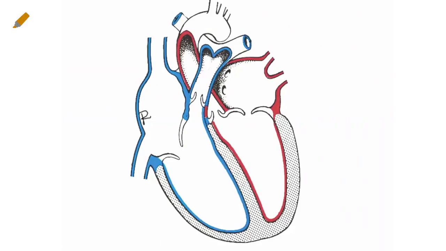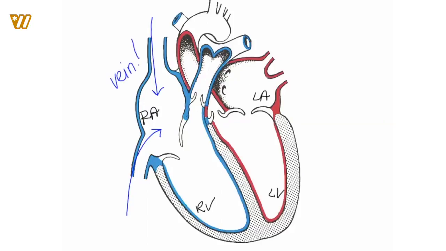You have your right atrium, your right ventricle, your left atrium, and your left ventricle. Now, what we need to start talking about is a little bit of plumbing. So what happens when blood comes into the heart? It comes in through the vena cava. Is this an artery or a vein? It's a vein. Anything that's coming into the heart is considered a vein. Any vessel leaving the heart is considered an artery.